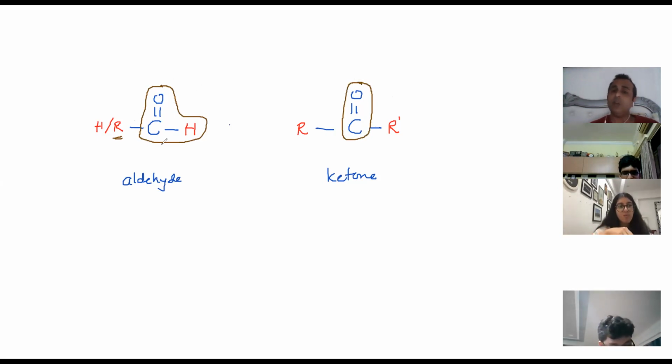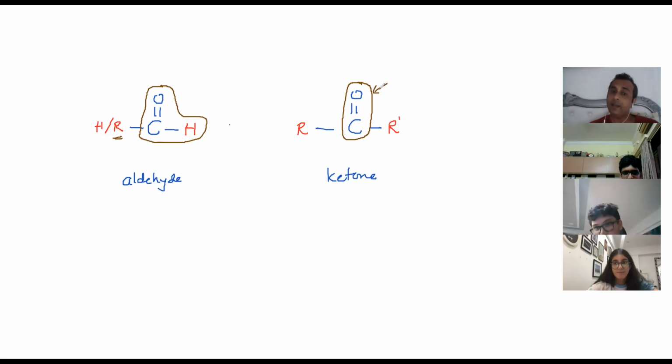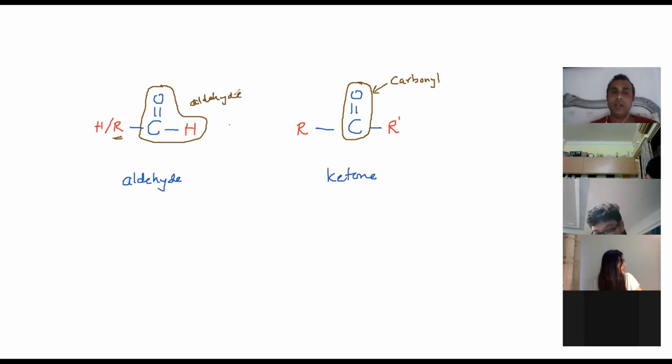So the functional group of aldehyde is called aldehyde only. Functional group of ketone will be called what? Any guesses? Ketones. Carbonyl, right? Carbonyl, because carbonyl is C double bond O. Alright, so that's about aldehyde and ketones. So aldehyde is the functional group of aldehyde, and the functional group of ketone is carbonyl.